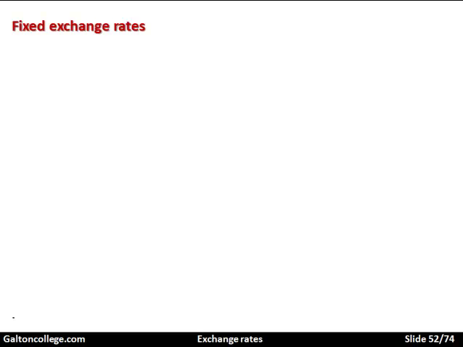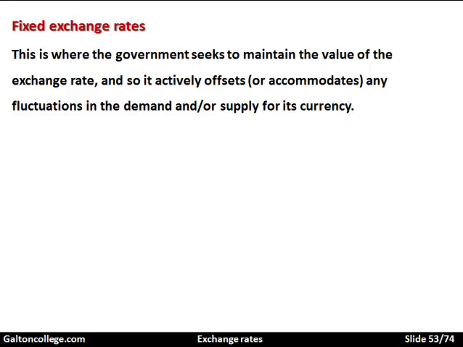Now also we need to consider fixed exchange rates. This is where governments seek to maintain the value of an exchange rate. So it actively offsets, or we sometimes say accommodates, any fluctuations in the demand and/or supply of the currency. So the government intervenes in the market through the central bank to keep the exchange rate fixed.